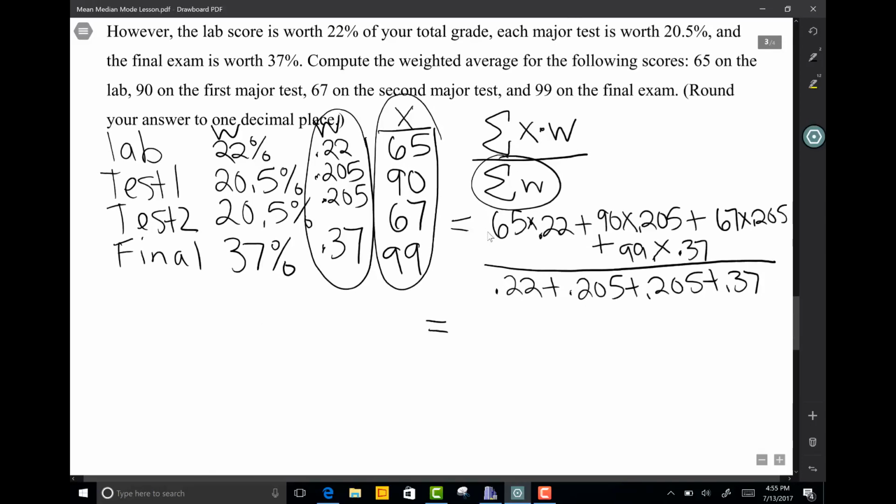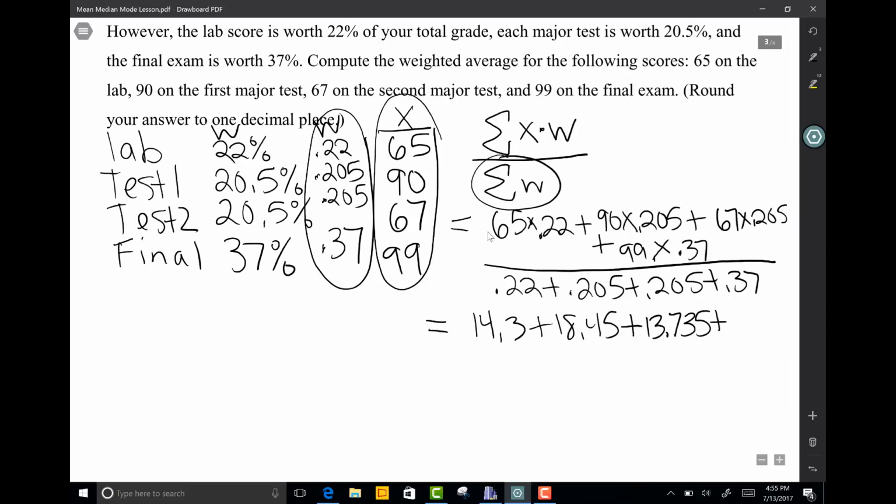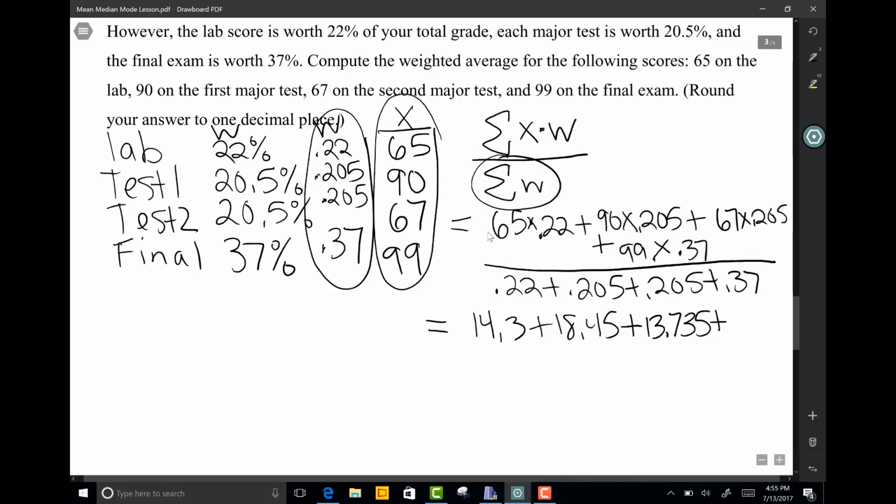Okay, when I take 65 times 0.22, I get 14.3. When I take 90 times 0.205, I get 18.45. When I take 67 times 0.205, I get 13.735. And then when I take 99 times 0.37, I get 36.63.